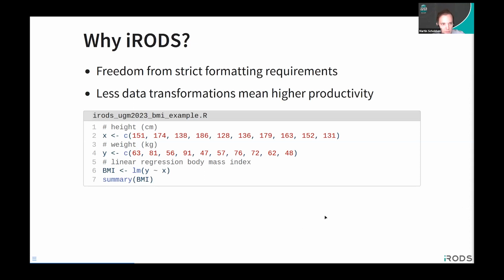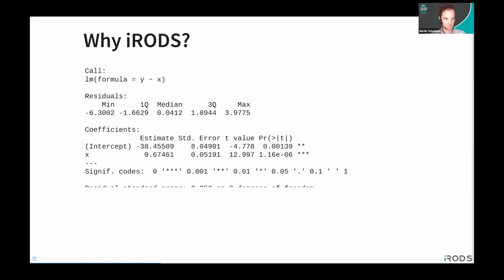I try to exemplify this in this example here, which is the BMI, the body mass index example. You see it in many textbooks. We have the height and the weight, and we do a simple linear regression model here. And we store that as an object, BMI. And we create here a summary object out of that. In the next slide, you will see what the output would be, printed from your R console.